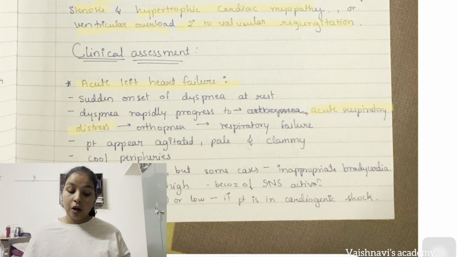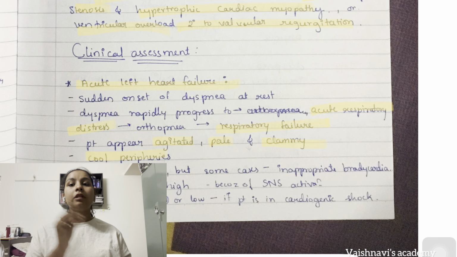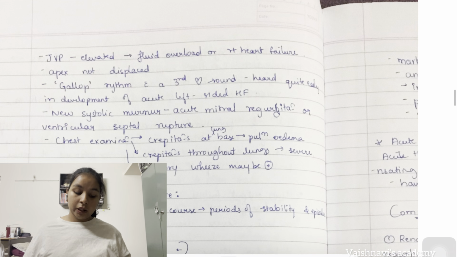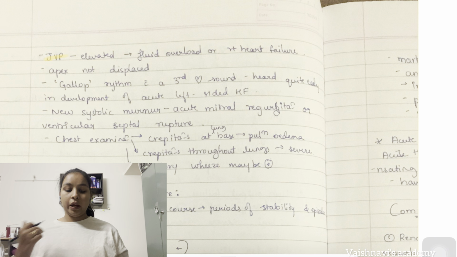Okay, or the patient may appear agitated, pale, clammy. There are cool peripheries. Then we have rapid pulse. But in some cases there might be bradycardia. Mostly it is rapid pulse, but in some cases there might be bradycardia, and the BP is usually high. But in some cases it might be normal or low, such as in cardiogenic shock. Okay. Then we have JVP. JVP is elevated. Okay, and apex not displaced.